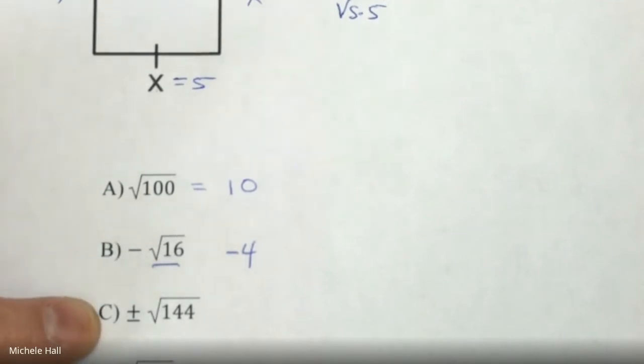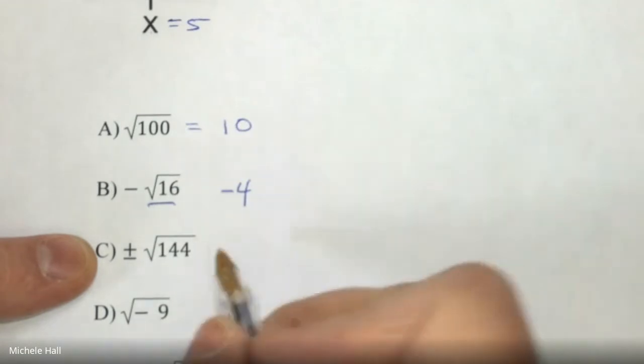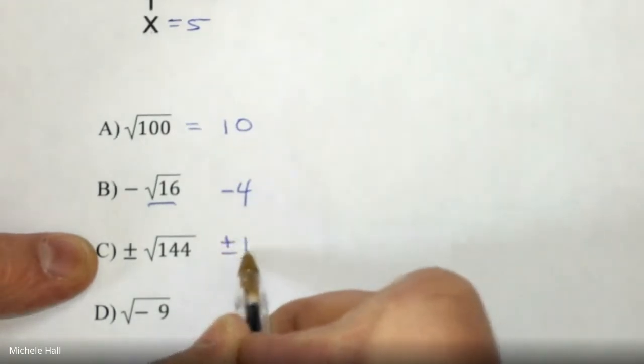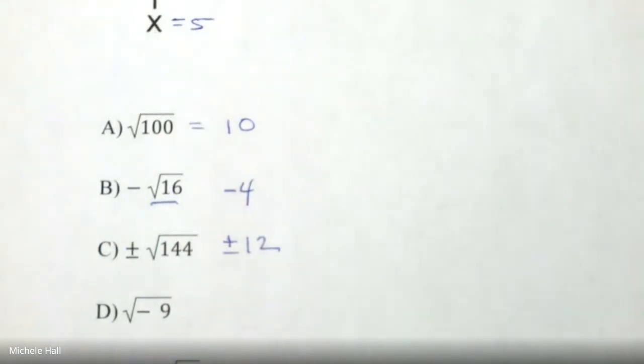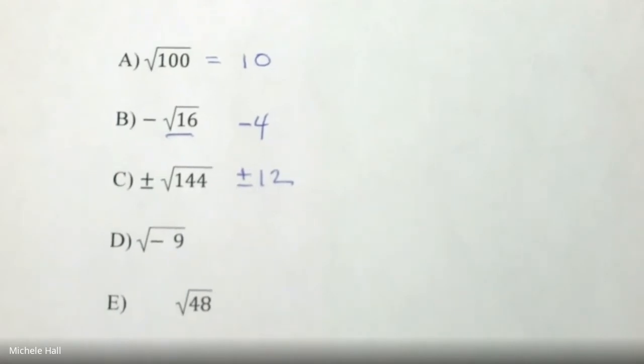How about plus or minus the square root of 144? Almost. Correct. It would be plus or minus 12. 12 times 12 equals 144, and negative 12 times negative 12 also equals that positive 144. Square roots really do have two answers, but in algebra, most of the time you only give the one. Okay, try the next one.